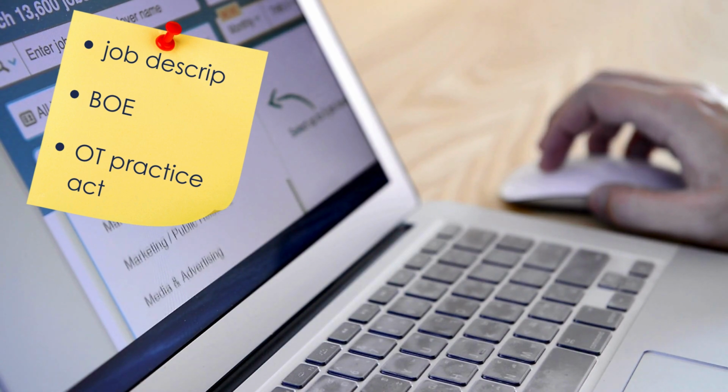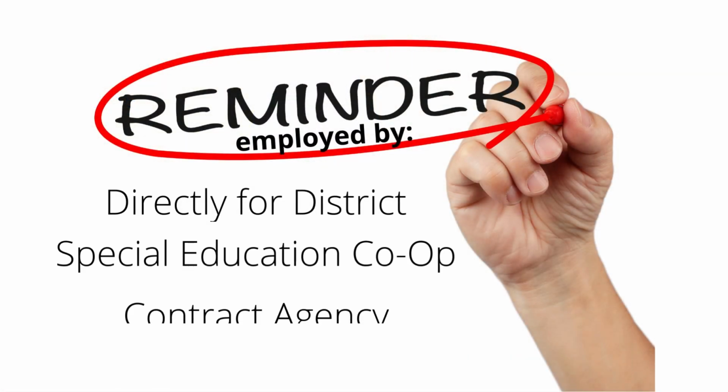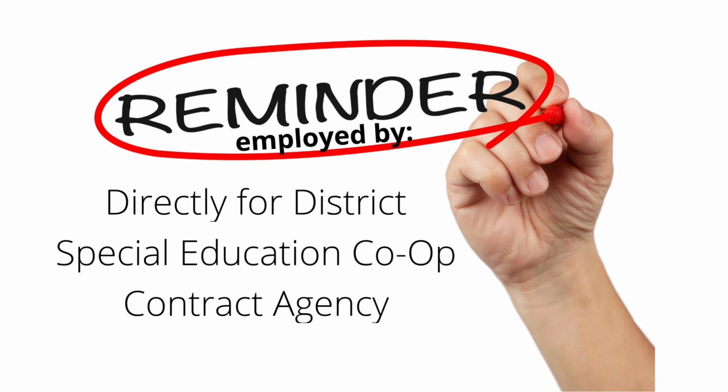And real quick, in case you are wondering, who is the school-based OT employed by? You can be employed directly by the school district. You can work for a special education cooperative that provides services to certain contracted districts, or you can work through a contract agency. This option is the least secure, as districts will only go for this option if they cannot hire their own. The position is not guaranteed from year to year.